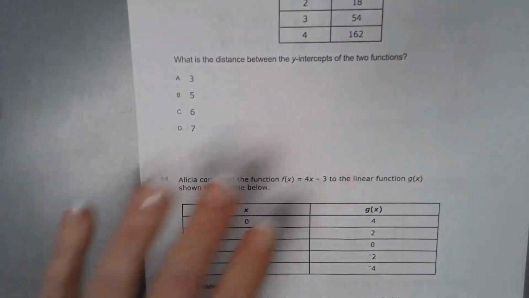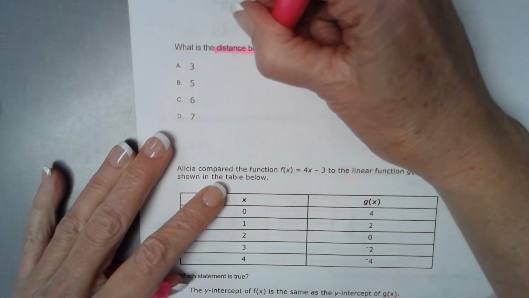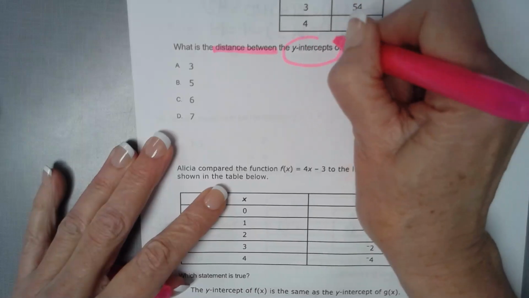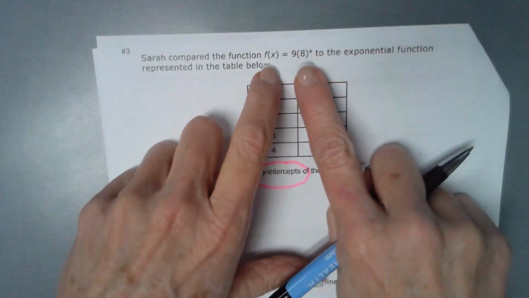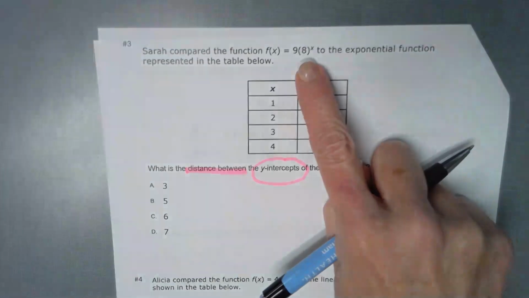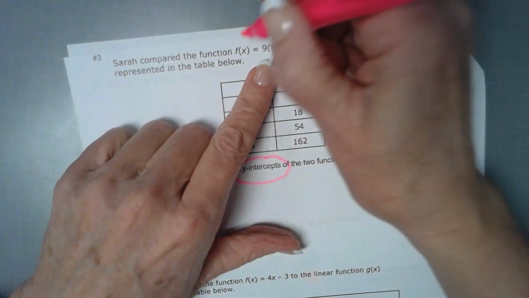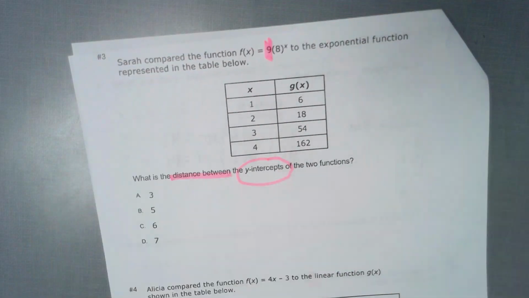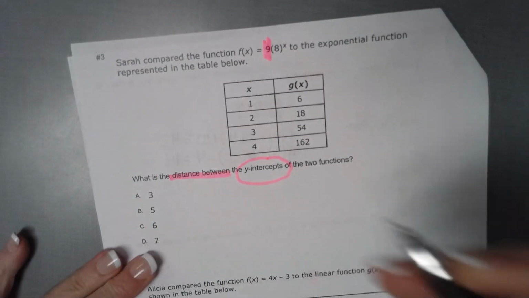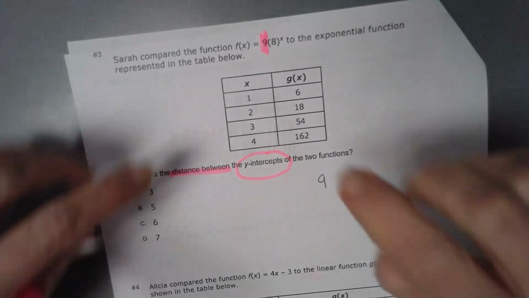Okay, I need some key words here. Distance between, and here's the key, the y-intercepts. Distance between the y-intercepts. So, this is an exponential model. What is my y-intercept in this exponential model? It is 9. It is that coefficient that's out in front of the factor. Okay, now, I need my y-intercept here.